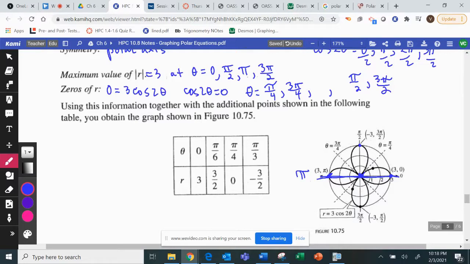And then, oh yeah, you can see on the graph that it also does have symmetry at pi over 2, but it didn't necessarily help us because we didn't test that. And then it does have symmetry about the pole as well. We can rotate it 180 degrees. It's going to match up as well.